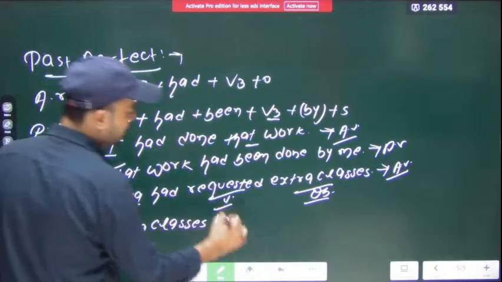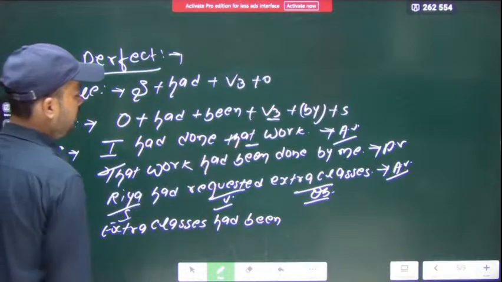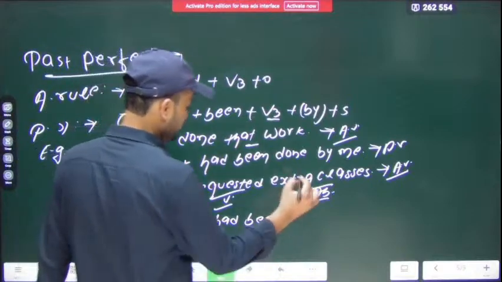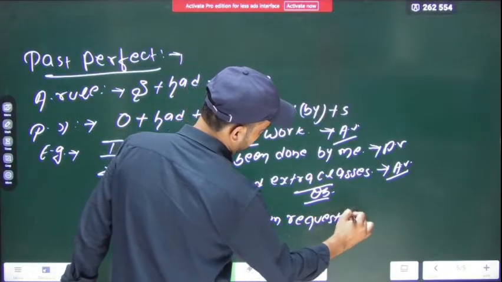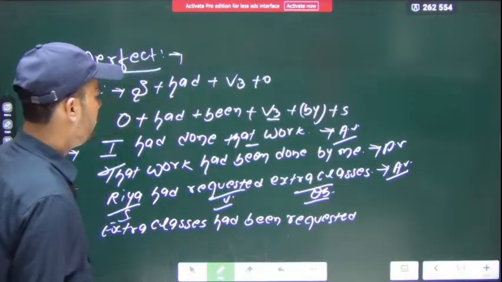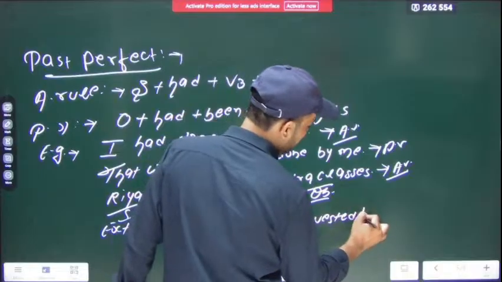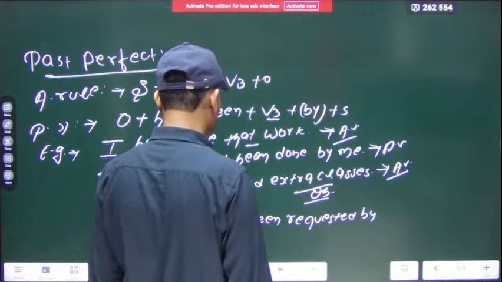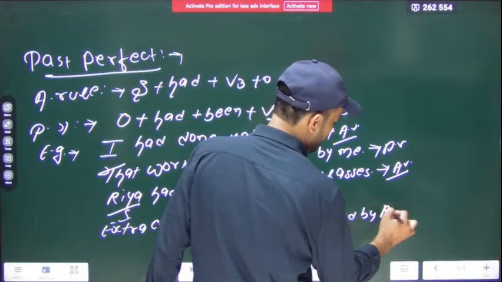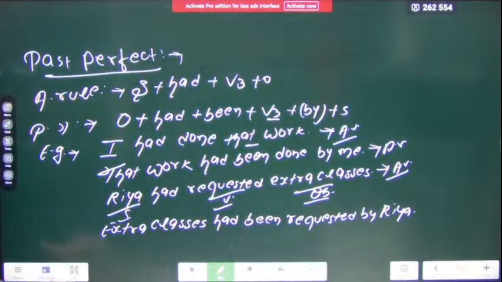Then after had, been is there. After been, verb 3. What is the verb here? Requested. Extra classes had been requested. Then by is here, so I will write by, and then the subject. Who had requested? Riya. So Riya will be here in the same way. Extra classes had been requested by Riya.